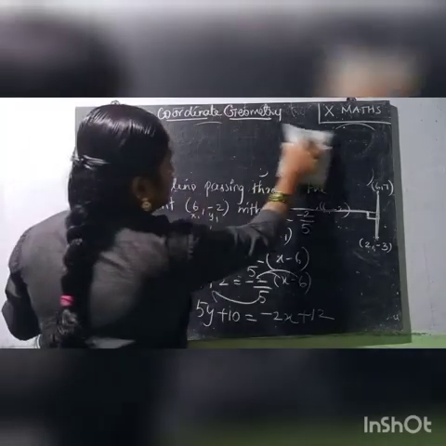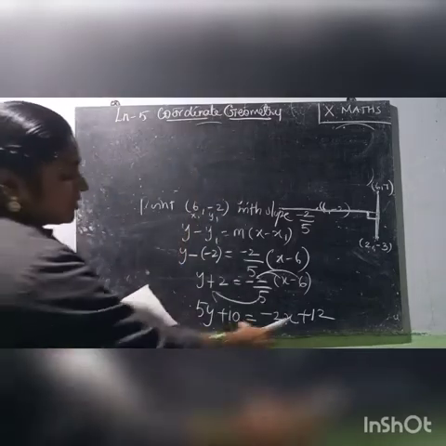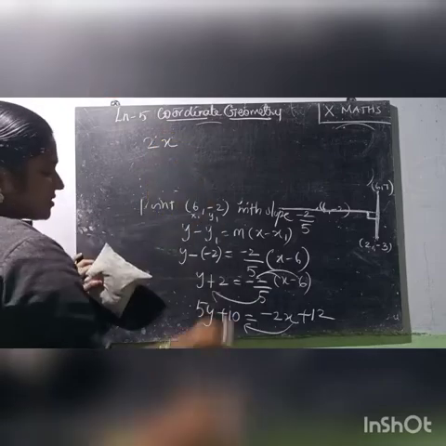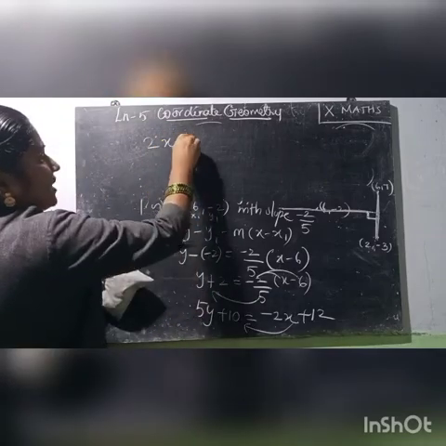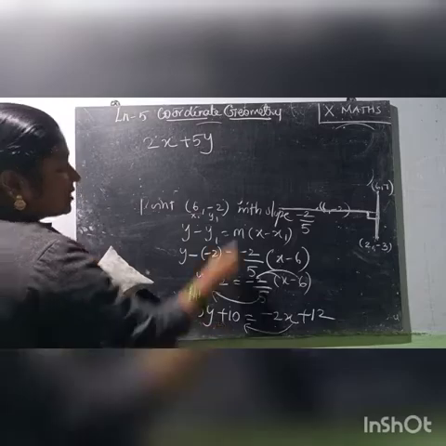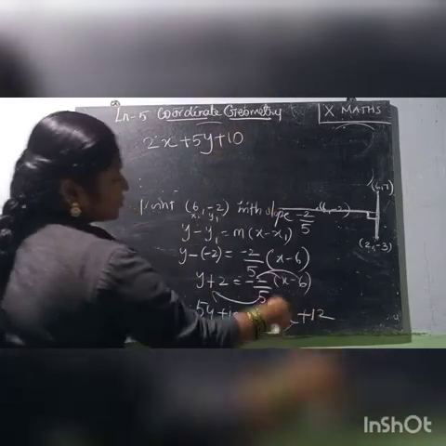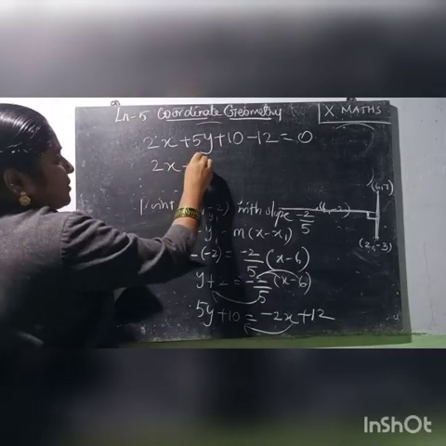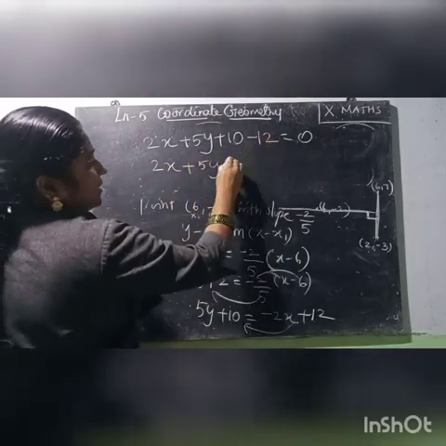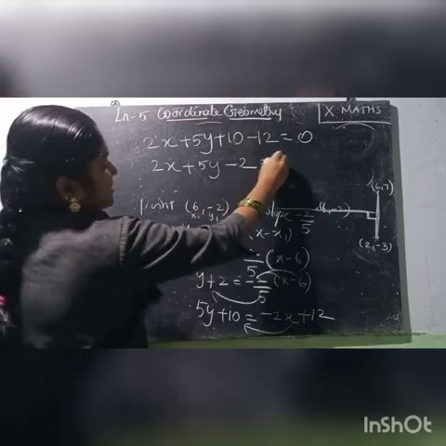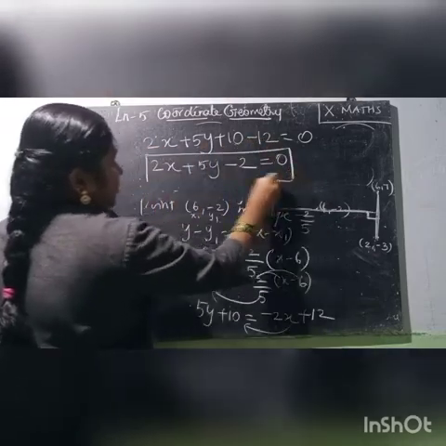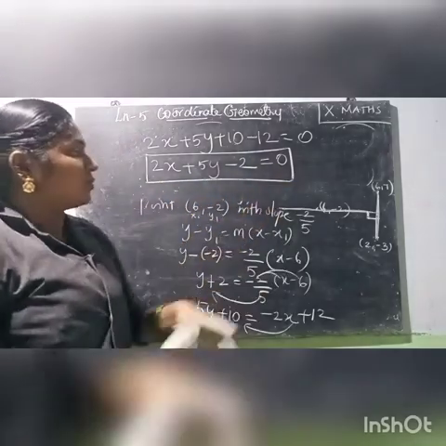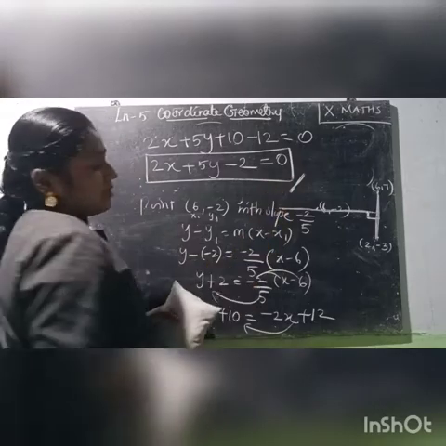Usually the x term should be positive, so we can bring these two terms to this side. Minus 2x will change into plus 2x, then 5y is already there, so mention plus 5y. Then plus 10 plus 12 will come here, so minus 12 equal to 0. So 2x plus 5y, 10 minus 12, that is minus 2 equal to 0. So now the required line equation is 2x plus 5y minus 2 equal to 0. This is the required line equation.